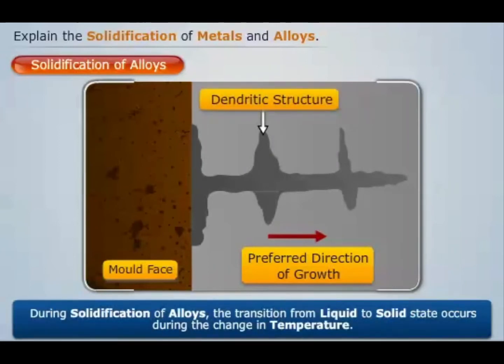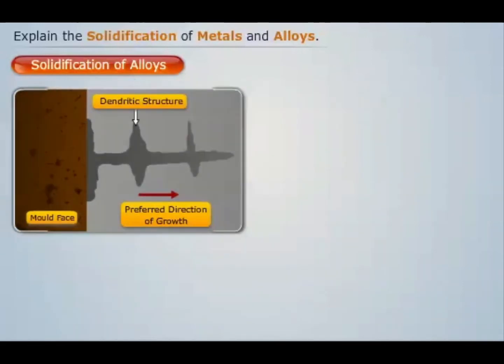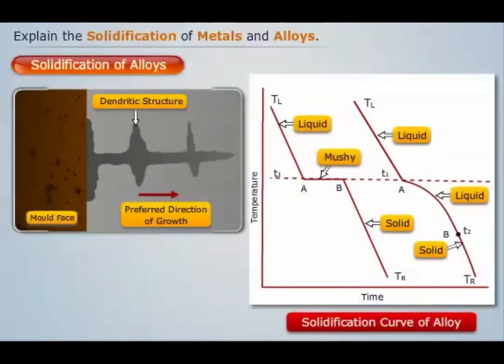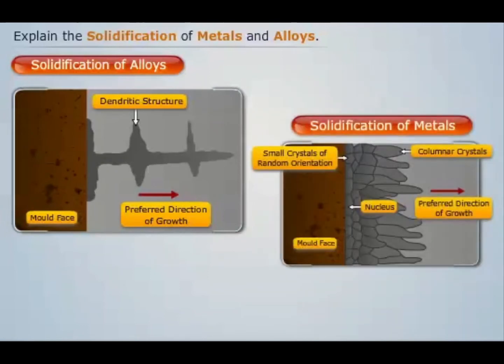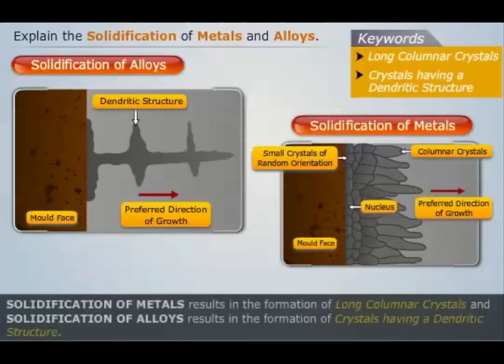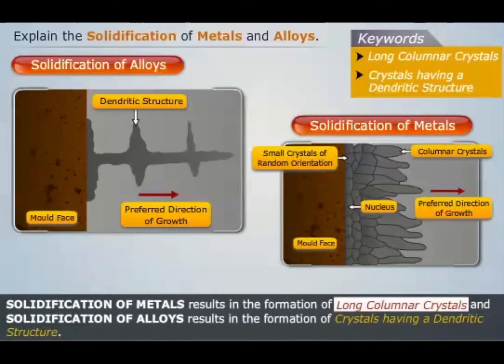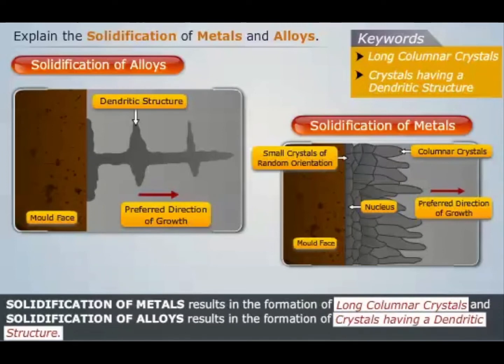Note that during solidification of alloys, the transition from liquid to solid state occurs during the change in temperature. This can be represented graphically as follows. Thus we can say that solidification of metal results in the formation of long columnar crystals, and solidification of alloy results in the formation of crystals having a dendritic structure.